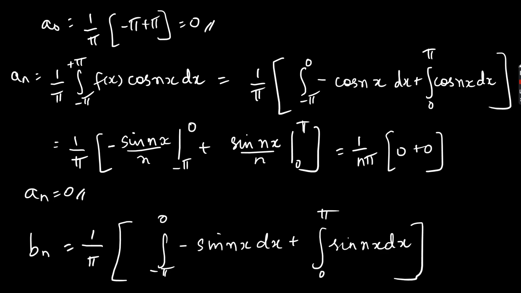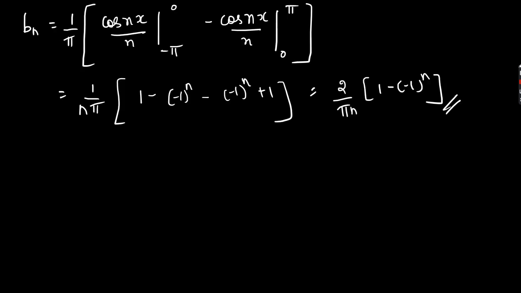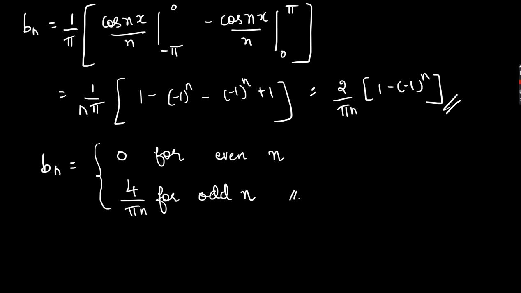And after integration, you'll have your bn to be 2 by pi n, 1 minus minus 1 the whole power n. So you can say that your function is an odd function because your a0 and an are 0 and you have only bn. Now you have bn to be 2 by pi n, 1 minus minus 1 the whole power n. So bn will be 0 for even n and bn will be 4 by pi n for odd n.